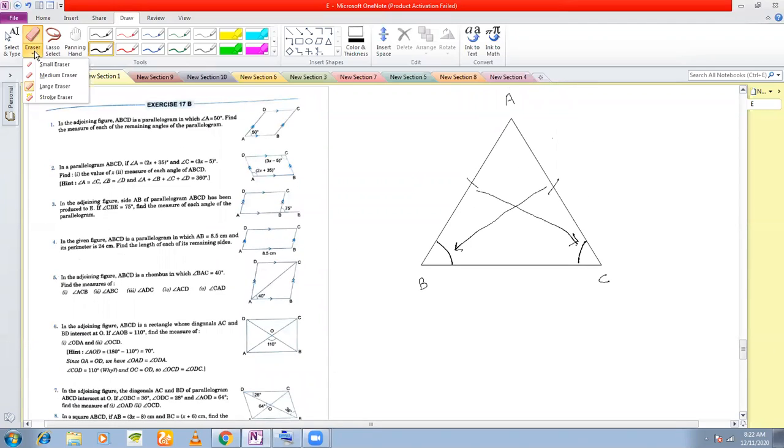Let us take another example. Let us take the same figure. Suppose now, instead of giving these two sides equal, I give you that these two sides are equal, then which one becomes your base angle? Then angle A and angle C become your base angles. Why? Because this angle is opposite to this side, and this angle is opposite to this side. Any question?